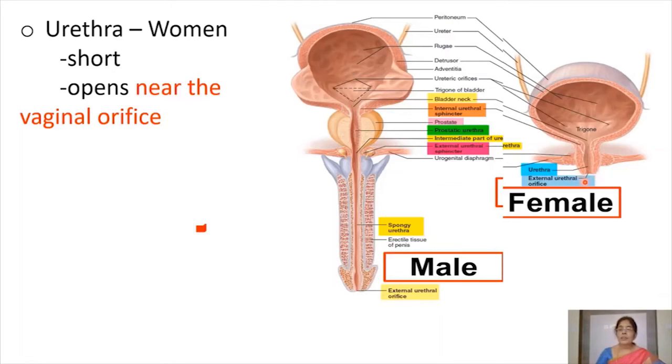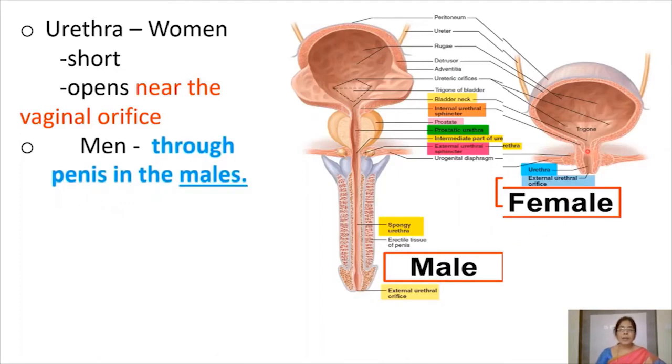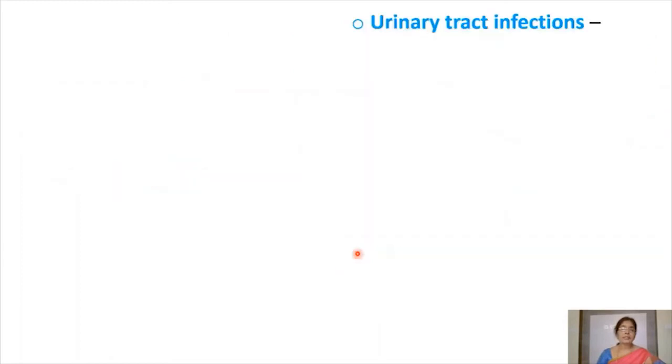Urethral orifice ద్వారా బయటకు తెరుచుకుంది. In case of men, చూడండి men లో urethra పొడవుగా ఉంది. It's long and passes through the penis and opens at the tip of the penis through urethral orifice or urethral meatus. So ఉమెన్ లో యురెథ్రా షార్ట్ గా ఉంటుంది 4 centimeters, మెన్ లో లాంగ్ గా ఉంటుంది. It's about 20 centimeters in length.